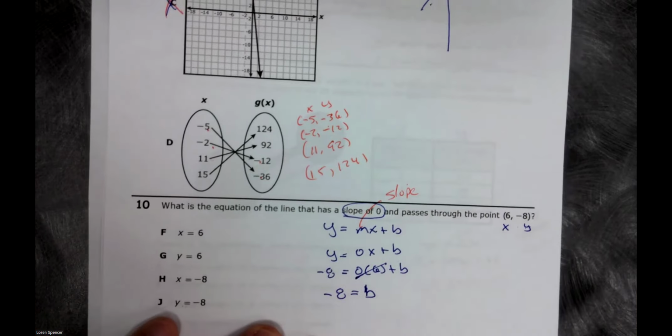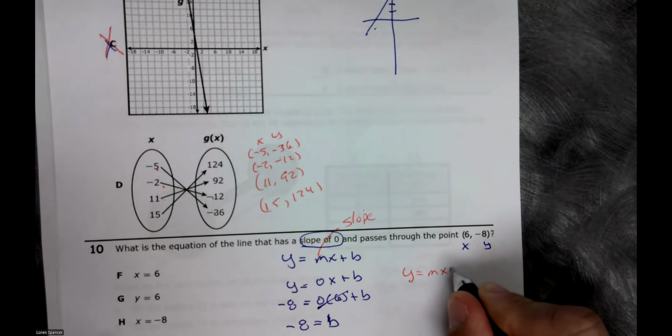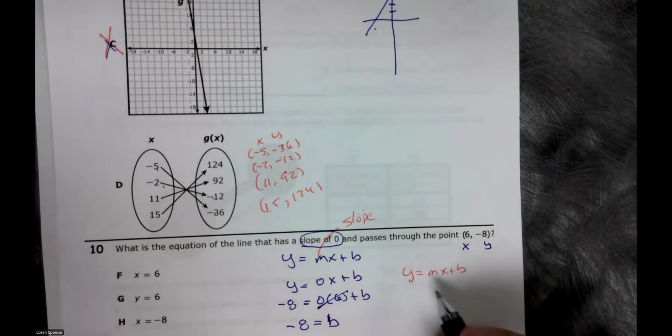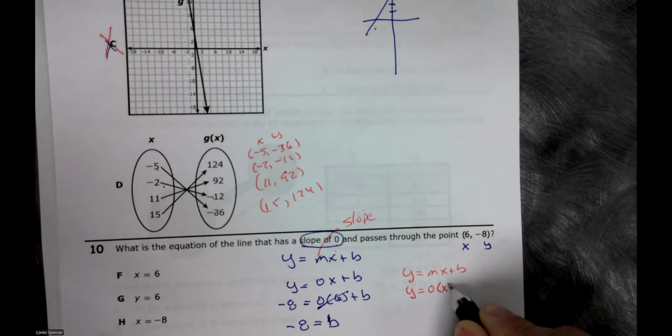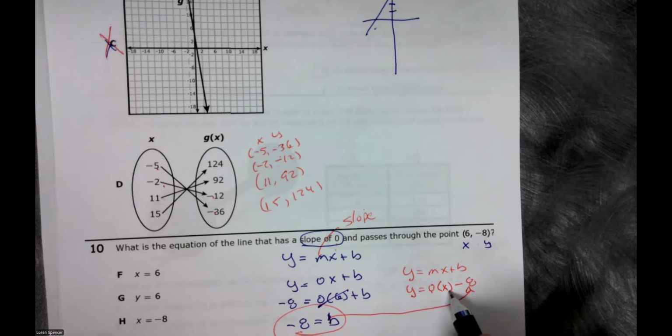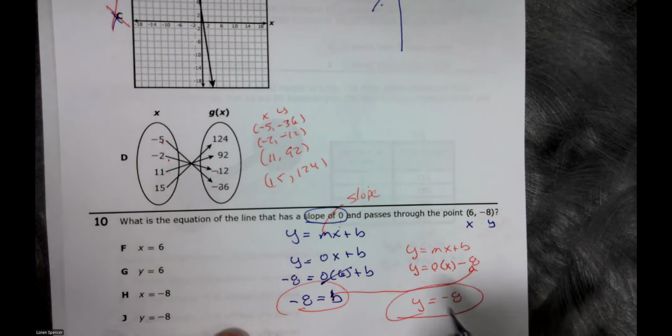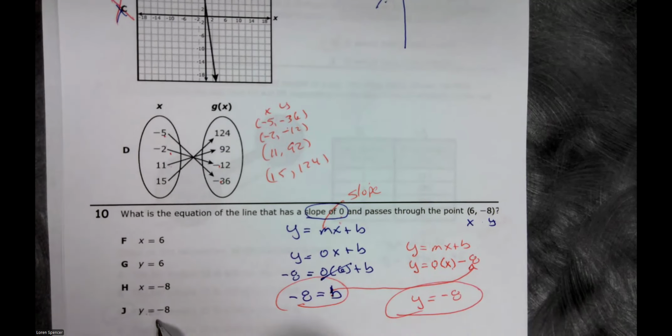And we're going to go back to our y equals mx plus b. But the slope is still 0 because they told me that. Plus b was -8 because I just plugged that in right here. Well, what's 0 times anything? It goes away, so I have y equals -8, and I get that point.